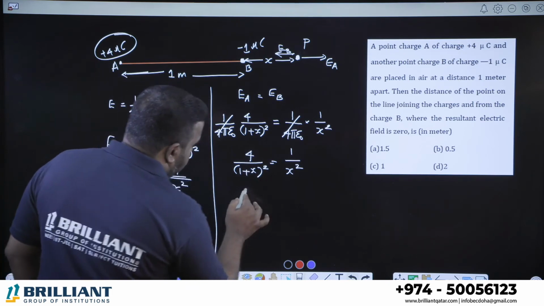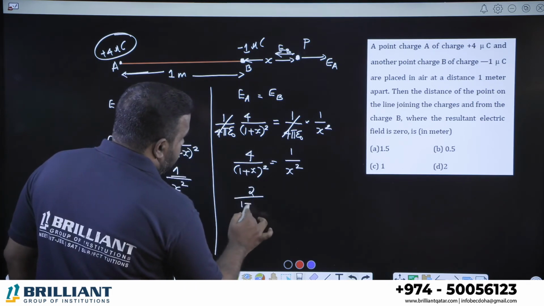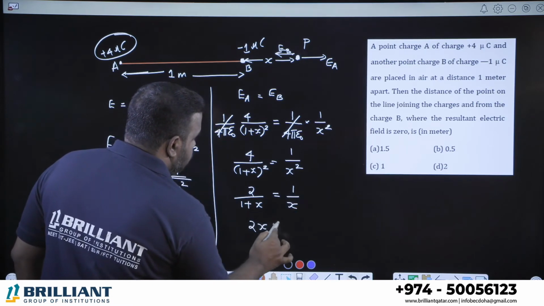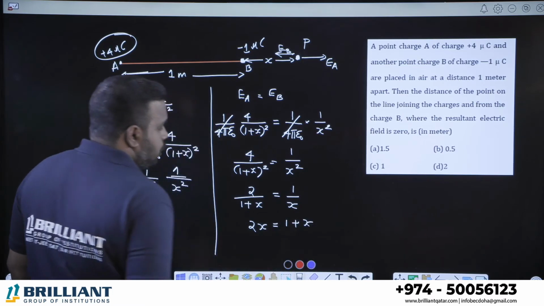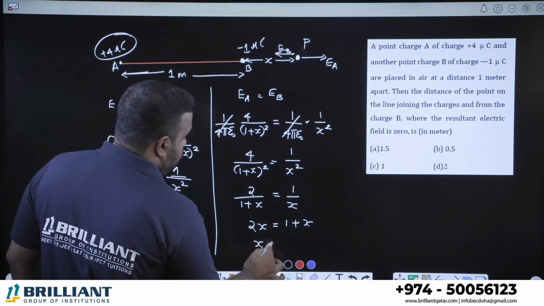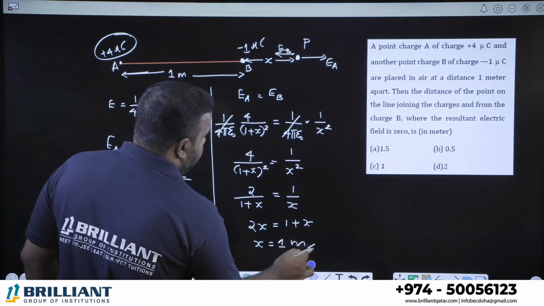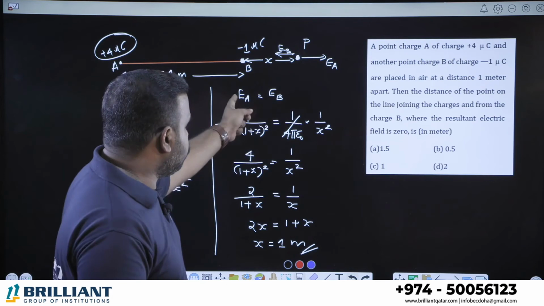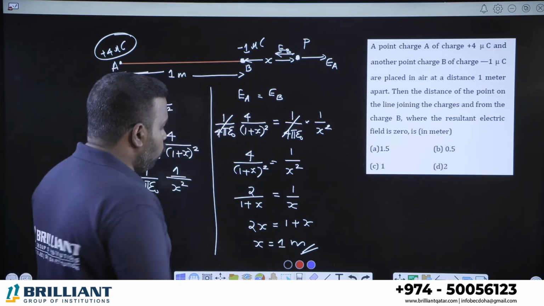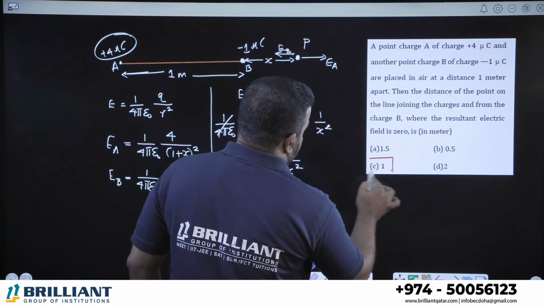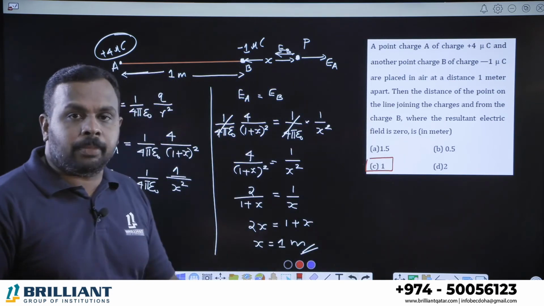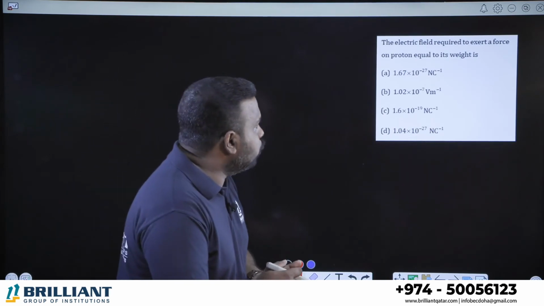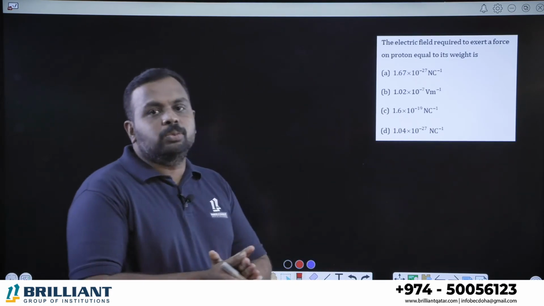Now we can take the square root of both sides. So 2 by 1 plus x is equal to 1 by x. So we get 2x is equal to 1 plus x. All right, so x is equal to 1 meter. Look at the diagram. We have taken x as the distance from B, right? So from B, at what distance? At the distance of 1 meter. So the answer is option C, 1 meter from the point B. All right. Next question is, the electric field required to exert a force on a proton equal to its weight is.